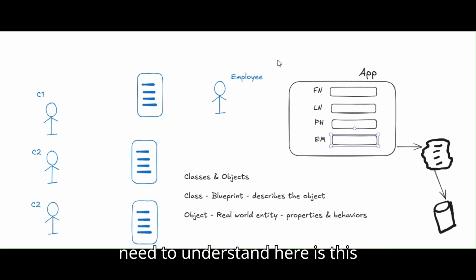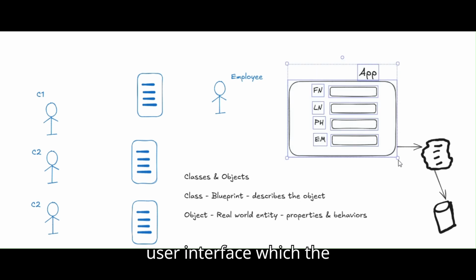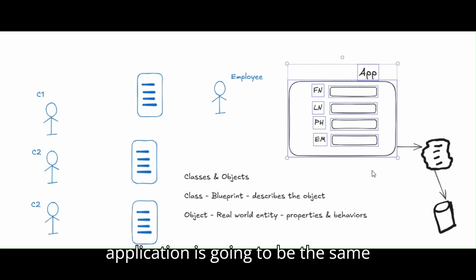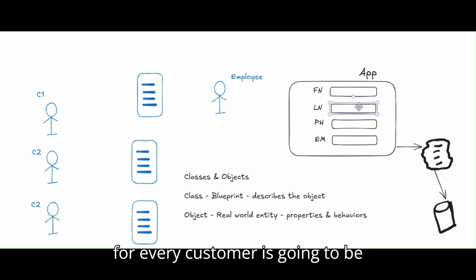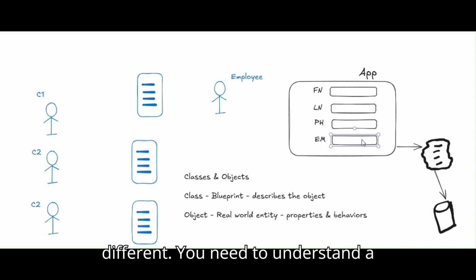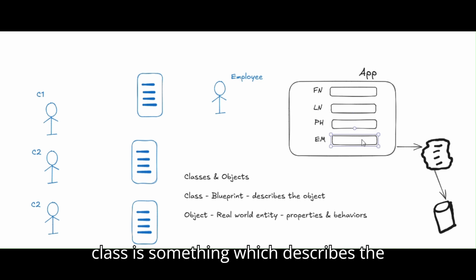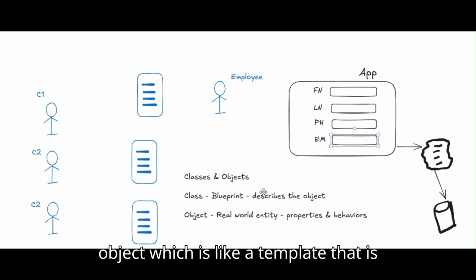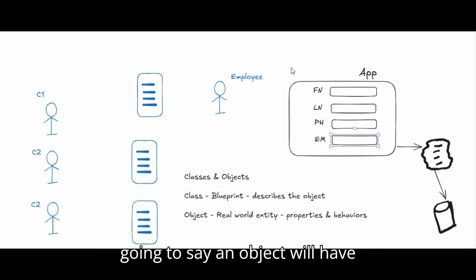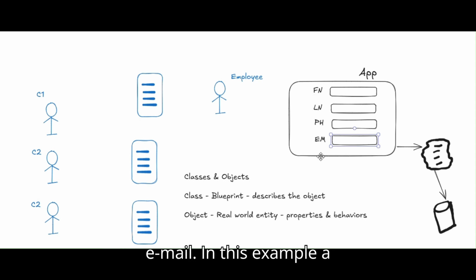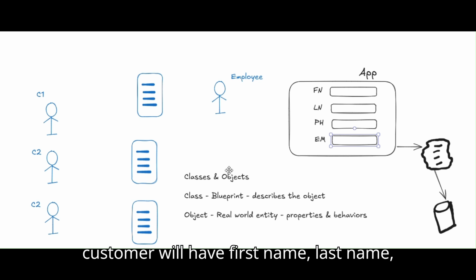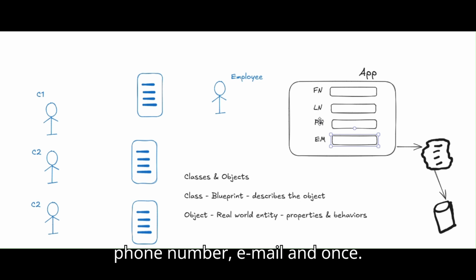What you need to understand here is that this user interface which the employee is going to use in the application is going to be the same template for every customer's details. But the information he fills in for every customer is going to be different. You need to understand a class is something which describes the object, which is like a template that is going to say an object will have first name, last name, phone number, email. In this example, a customer will have first name, last name, phone number, email.